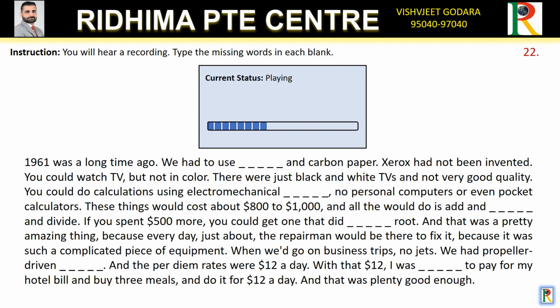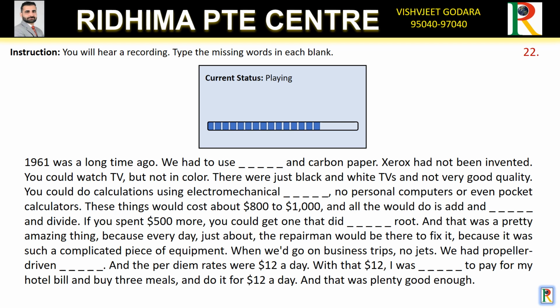These things would cost about $800 to $1,000, and all they would do is add and subtract and divide. If you spent $500 more, you could get one that did the square root, and that was a pretty amazing thing because just about every day the repairman would be there to fix it, because it was such a complicated piece of equipment.